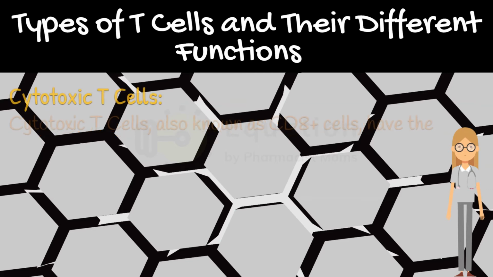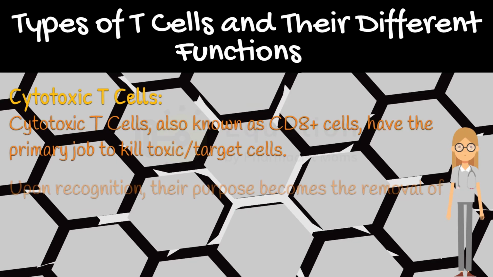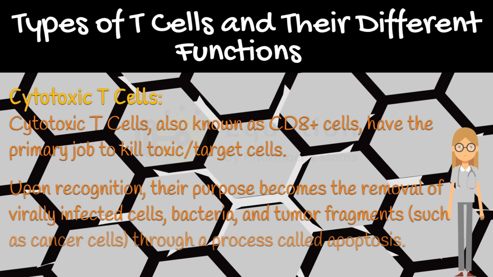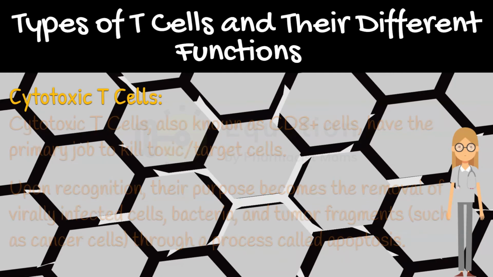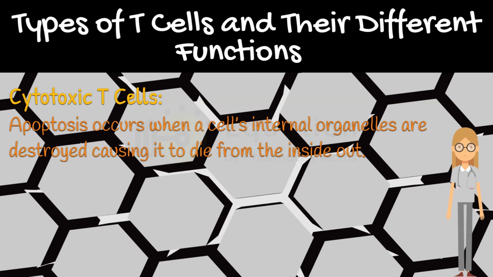What are cytotoxic T cells? Cytotoxic T cells, also known as CD8+ cells, have the primary job to kill toxic or target cells. Upon recognition, their purpose becomes the removal of virally infected cells, bacteria, and tumor fragments, such as cancer cells, through a process called apoptosis. Apoptosis occurs when a cell's internal organelles are destroyed, causing it to die from the inside out.